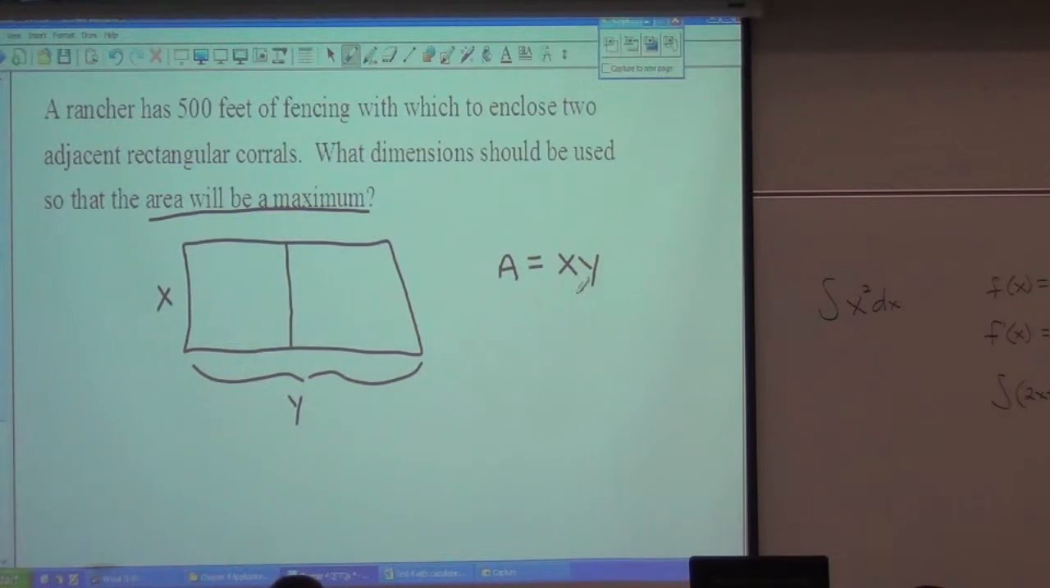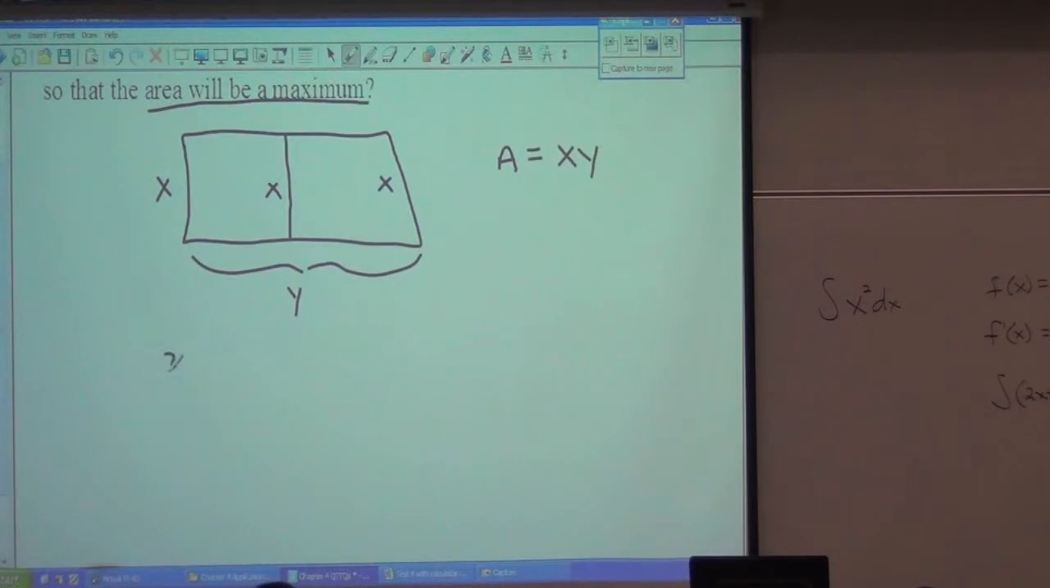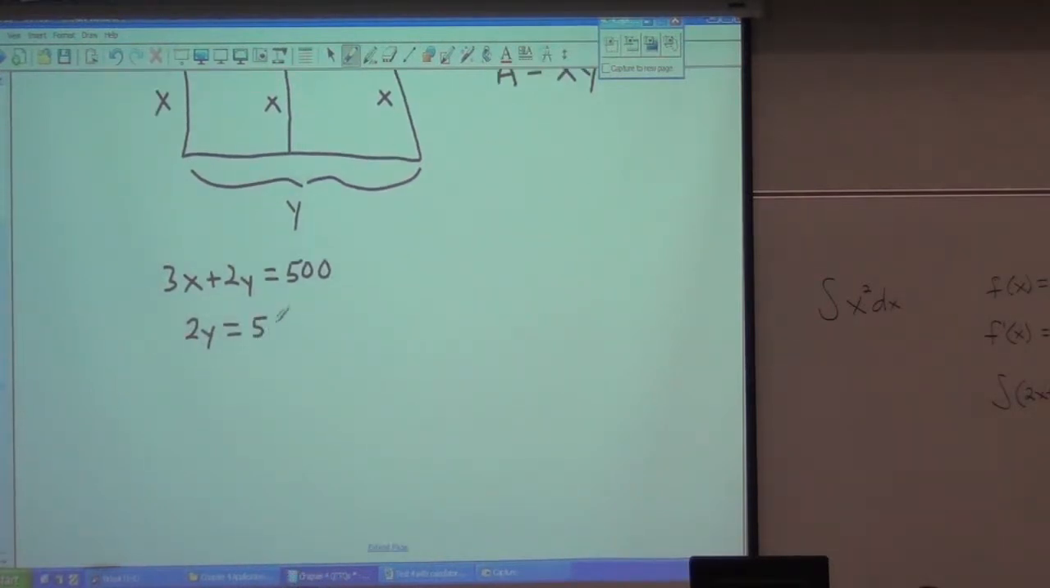We need the area in one variable. So here's where we use the fact that it has 500 feet of fencing. That's x, that's x, that's x. This all the way across here is y. So that tells me 3x plus 2y is 500. I can solve this for y in terms of x and plug it in. So 2y would be 500 minus 3x. Then divide both sides by 2, and y would be 250 minus 3/2 x.